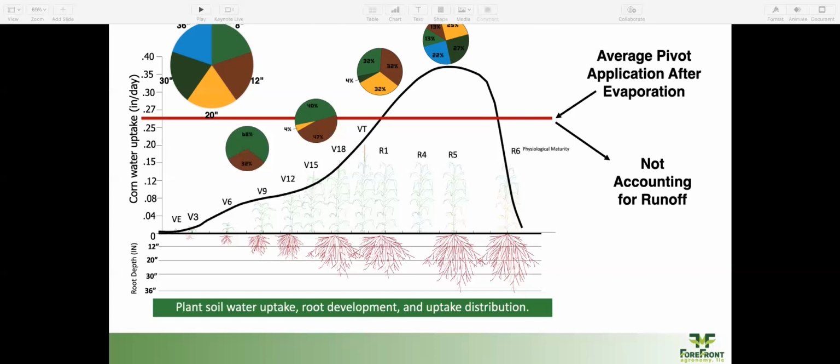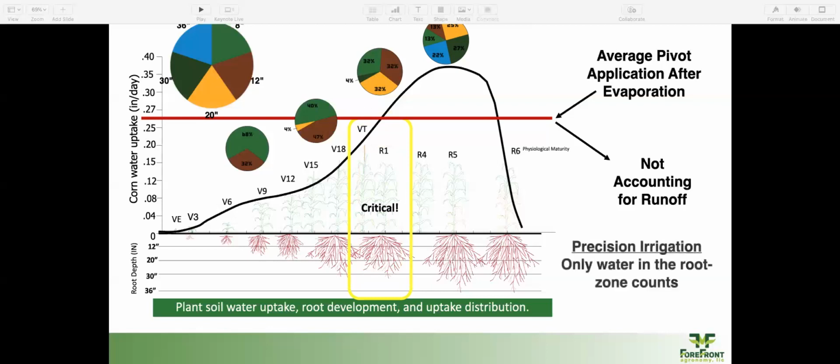And then, of course, as we get down towards the end of the season, as we're approaching maturity, those water needs fall off, and we want to be able to adjust our irrigation needs at that point. But really, it's all about setting ourselves up for success to hit that critical time period, those 2 weeks before tassel, 2 weeks after tassel, to ensure that we have a good kernel set, and a good healthy plant going into that time period.